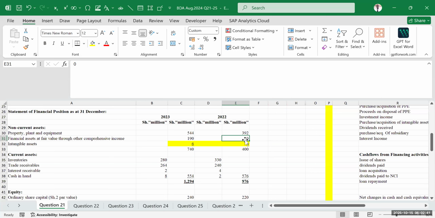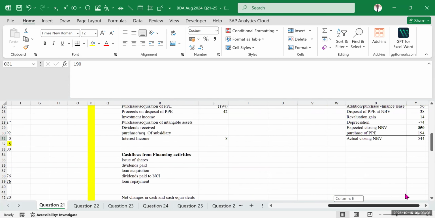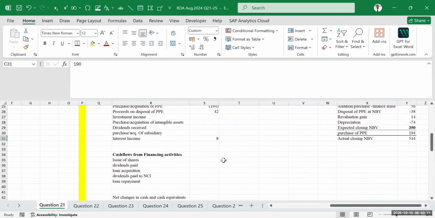It opened with 0, but at the end of the year 2023, the financial assets at fair value through OCI closed at 190. Members, this means they must have purchased. There must have been a purchase of these financial assets. Yes, Stephen, thank you. This is an outflow, because they purchased these financial assets at a tune of 190 million. So we come to this and we say purchase of financial assets at fair value.